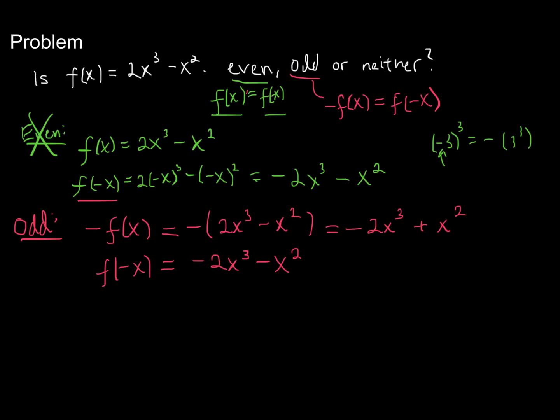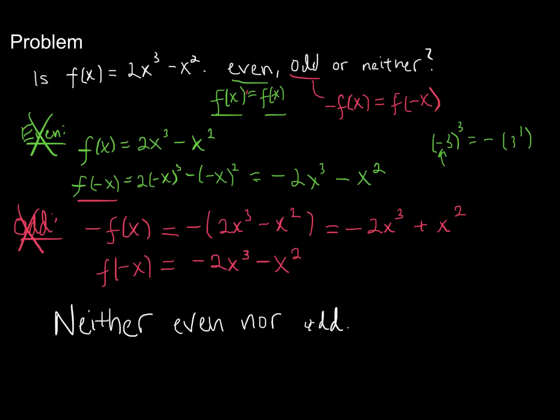So again, I have negative 2x cubed minus x squared. Well, are these two the same? These first two terms are, but then I am adding x squared and then subtracting x squared. And so certainly those values won't be the same. So this won't be odd. In fact, since it's neither even nor odd, this is what we call a neither. Neither even nor odd. Okay? So it's not going to be symmetric about the y-axis, and it's not going to be symmetric about the x-axis.